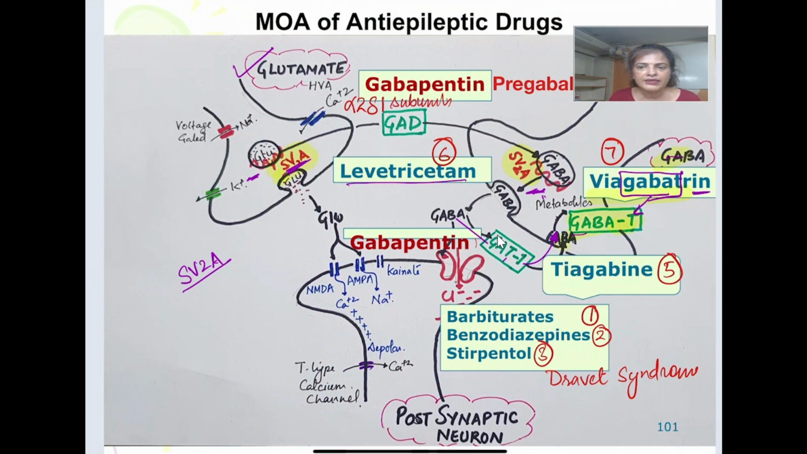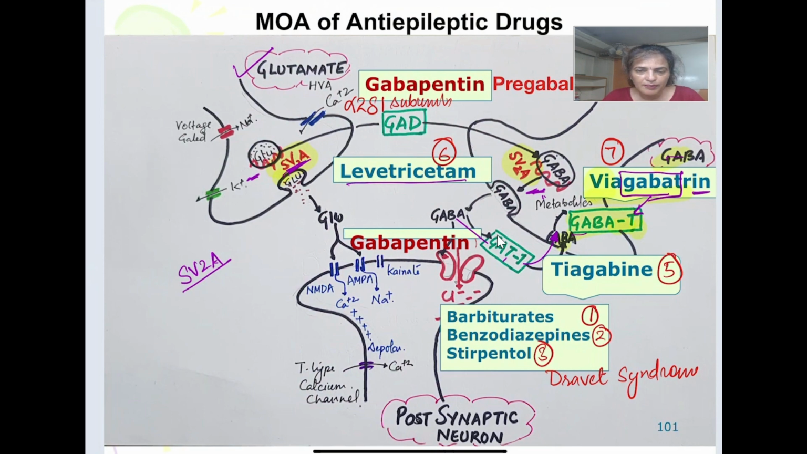Now vigabatrin is going to inhibit this enzyme GABA transaminase. So what will happen, now the GABA which is taken up by the vesicle within the neuron is not metabolized, so more amount will be available. It will go into it again. It has side effects, but the most important one, which comes as an MCQ, is the visual side effect, and it is contraindicated in psychosis.